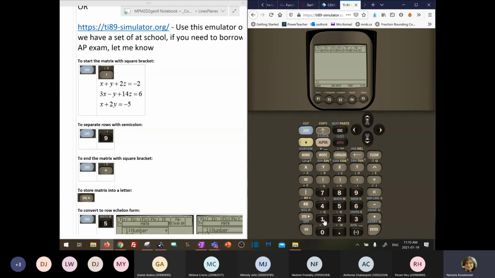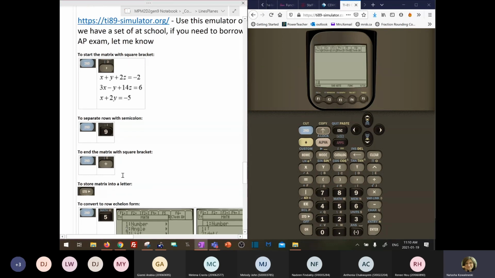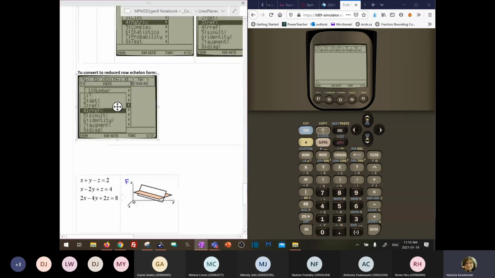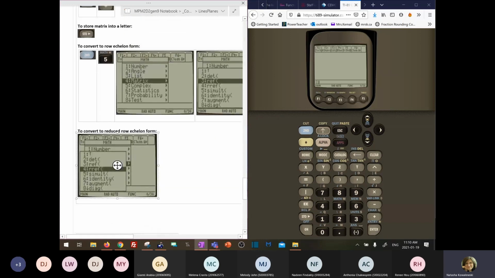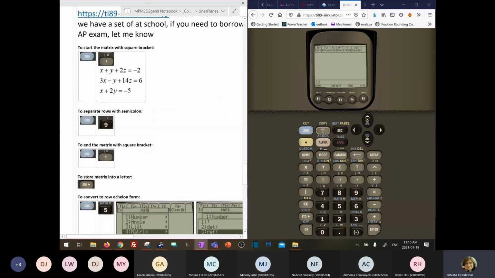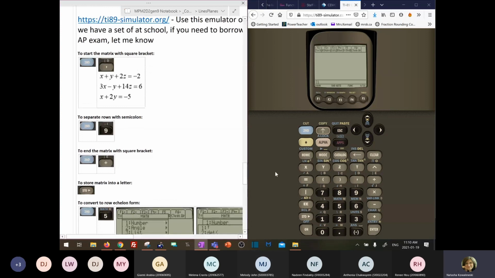Hang on a second. Matrix with a square bracket. I think you have to use a comma between each one. Okay, let me just verify. So I think you have to put 1, comma, then the next one is 1 again, comma. I didn't write that down in my little notes here. Then the next one is 2, comma, then -2.